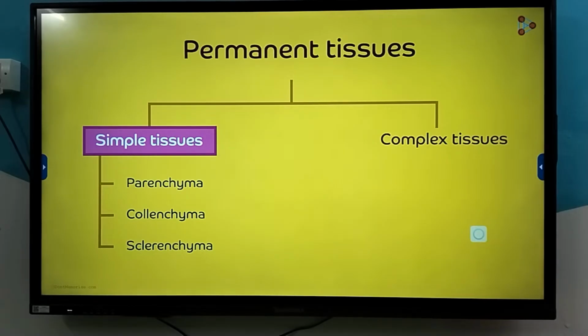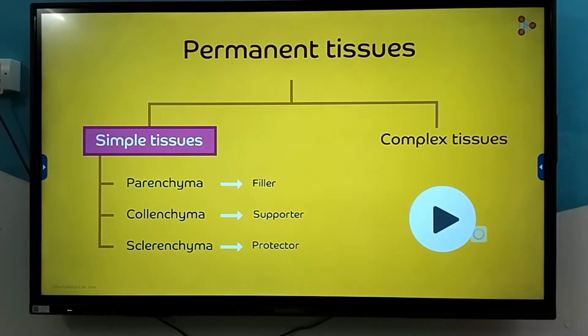If you must know in one word what each of these tissues do, let us see what they can be called otherwise. Parenchyma can be called a filler tissue. Collenchyma is a supporter, while sclerenchyma is a protective tissue. We will look at each of these tissues in detail in upcoming videos. Stay tuned.